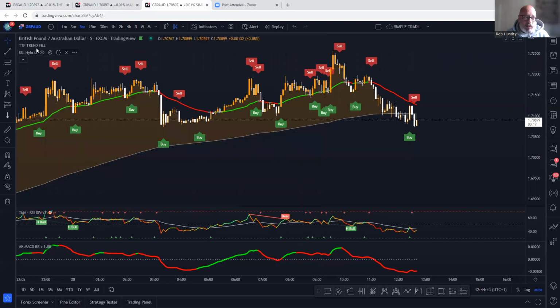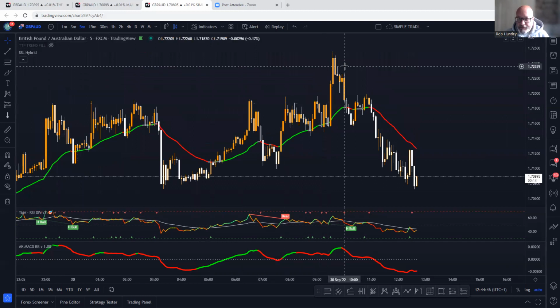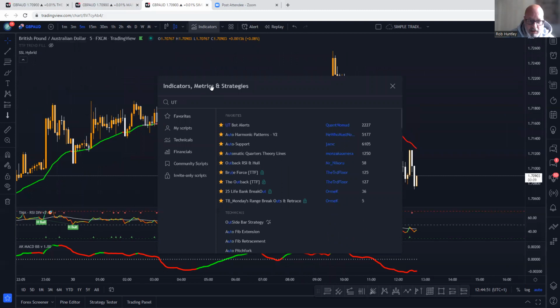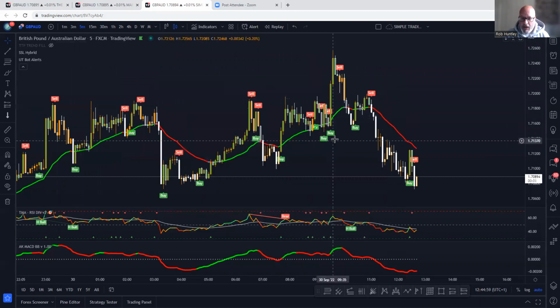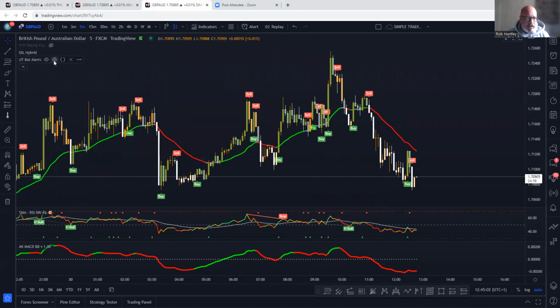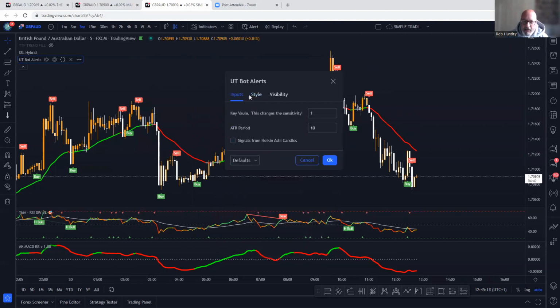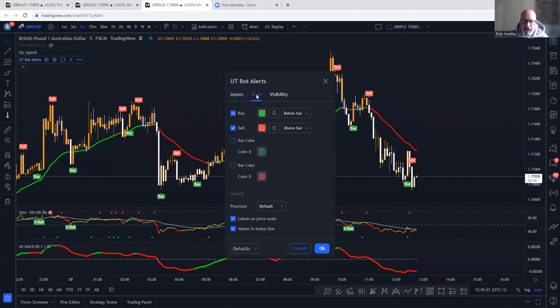buy and sell alerts. Now, if you wanted to add these buy and sell alerts as well, an easy way to do that is go on to indicators and look for UT Bot Alerts by Quant Nomad. So just chuck those on, and then I don't think you need to change anything on there. You could change bar colors on that as well, but I won't bother with that because I've already got the bars changed on the SSL indicator. So yeah, nothing else needed to change on that.